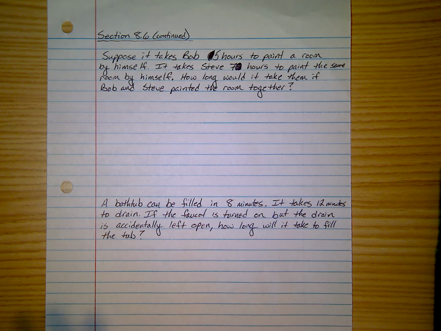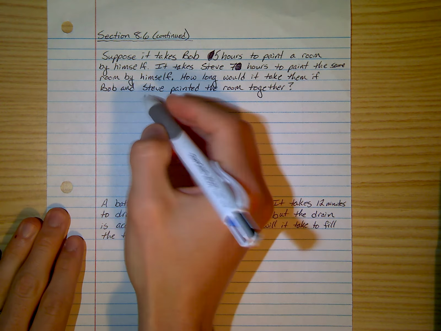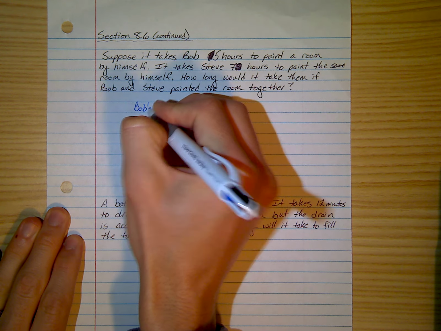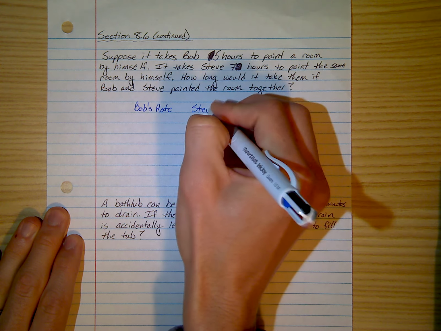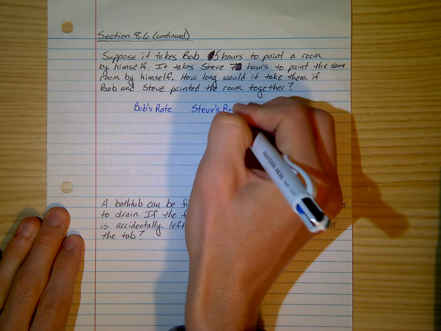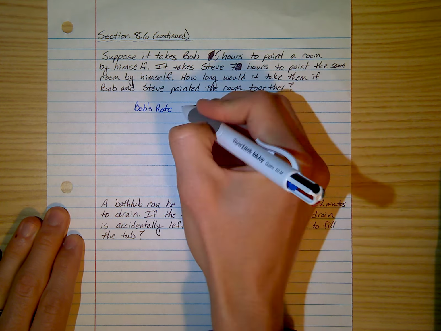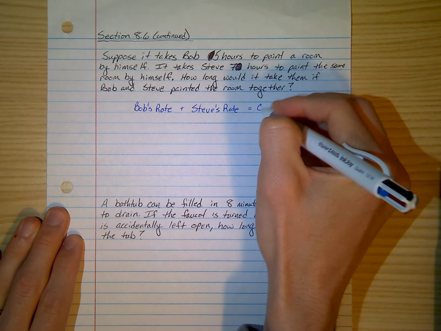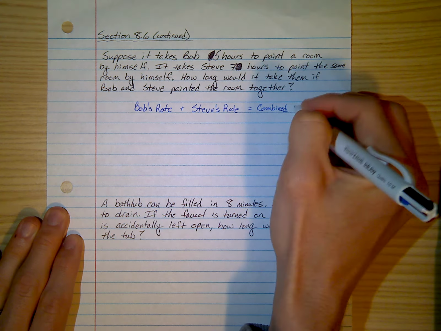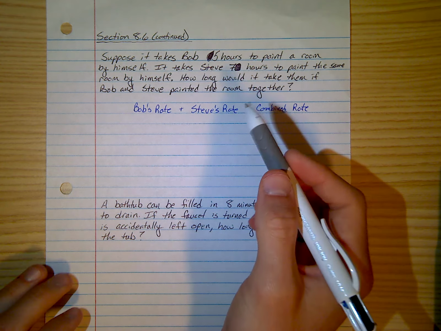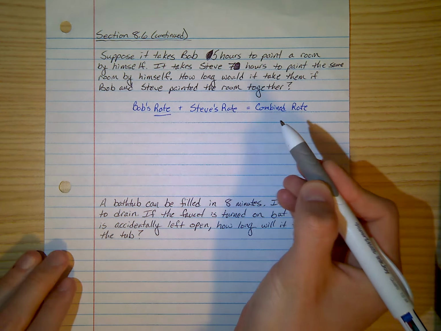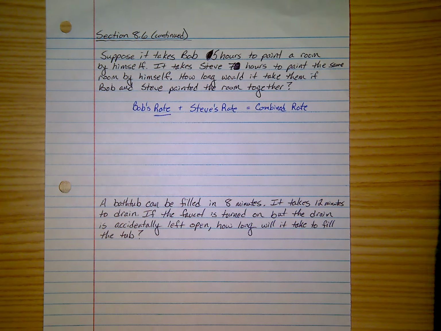Now, to set these problems up, I want us to think of them in terms of rates. What I want us to think about here, we've got Bob's rate, we've got Steve's rate, and that's their rate working individually. If we combine those, that's going to be their combined rate, right? Okay, well, how do we write that out? Again, we're talking about rational equations. Rates, rational, that's the same thing here.